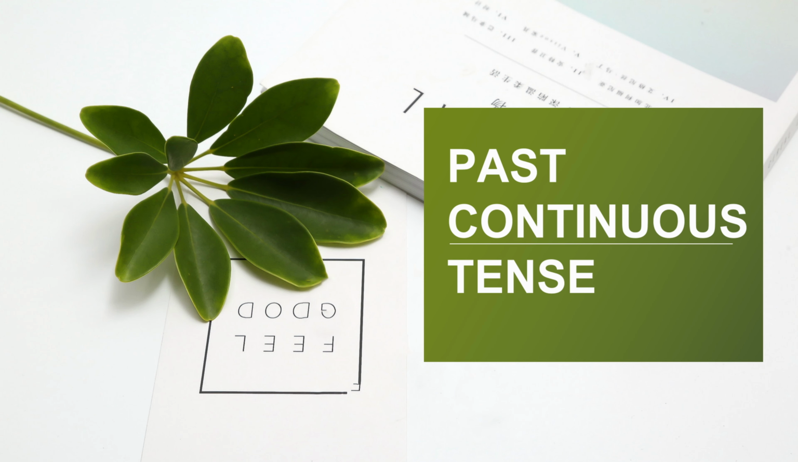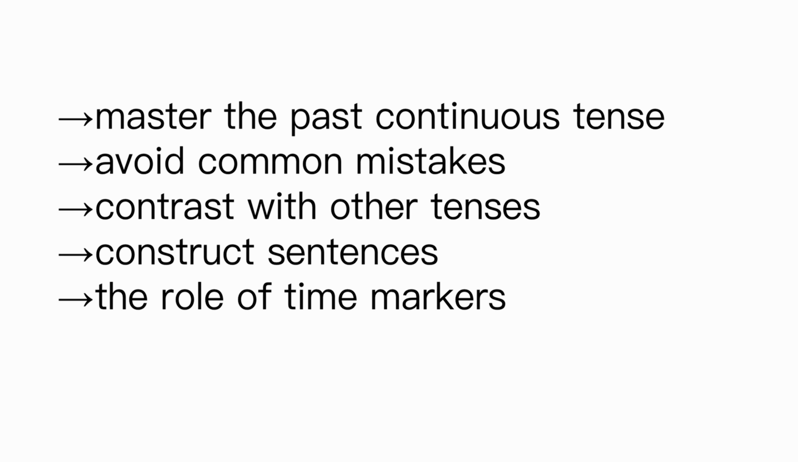And in this lesson, we are learning the past continuous tense. By the end of this video, you will not only master the past continuous tense, but also learn how to avoid common mistakes, understand its contrast with other tenses, practice constructing sentences, and be familiar with the role of time markers. The past continuous tense, often referred to as the past progressive tense, helps us describe actions or events that were in progress at a specific point of time in the past.